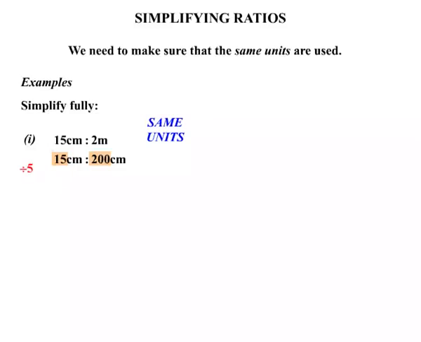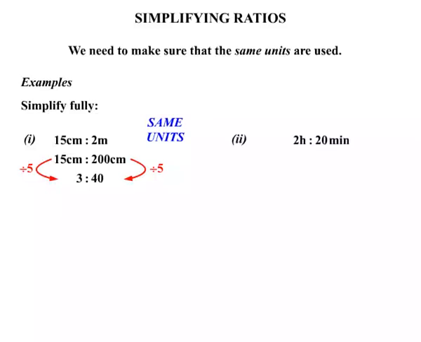Well, 5 would. So we're going to divide by 5. Firstly, the 15. Divide that by 5, we get 3. And the 200 divided by 5 gives us 40. Now notice our answer there, 3 to 40. We don't include the centimetres or units in our answer.